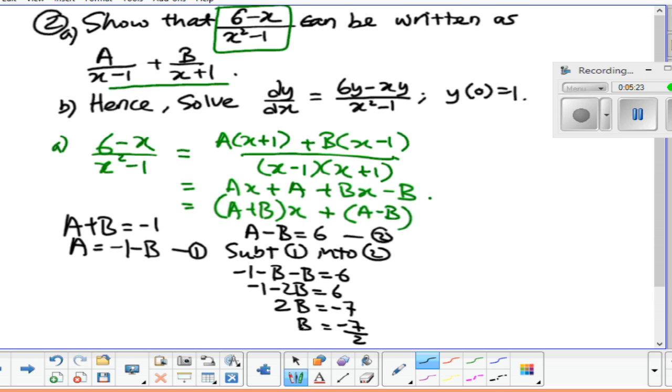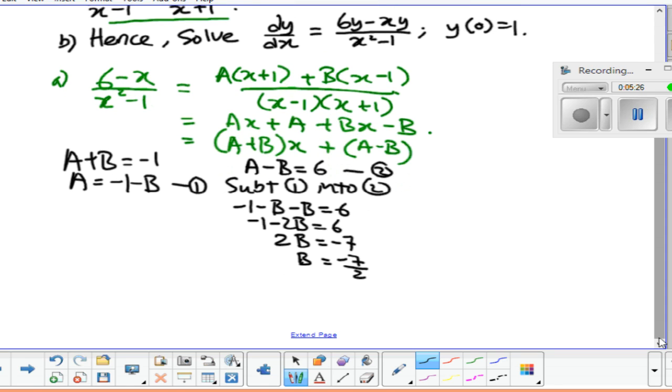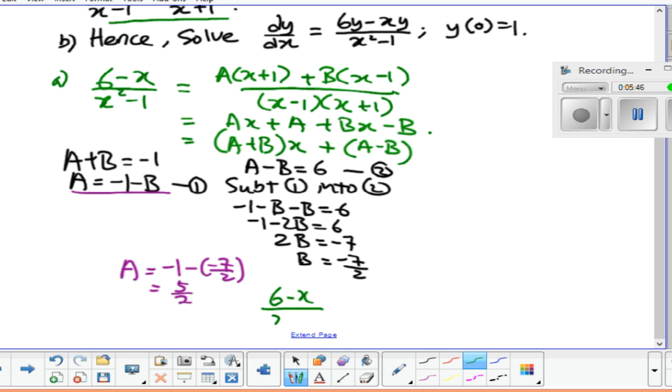Now, if you know this, then a can be calculated as well. From this part, a now is negative 1 minus negative 7 over 2, minus minus becomes plus, so that becomes 5 over 2. Therefore, what we have is 6 minus x over x squared minus 1 can be written as 5 over 2 times (x minus 1) minus 7 over 2 times (x plus 1). So this is what we have.